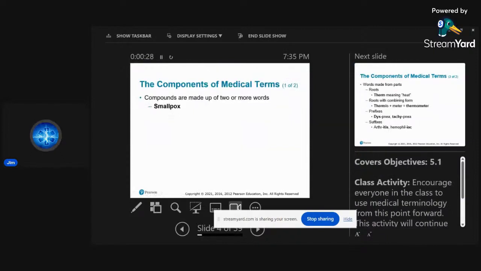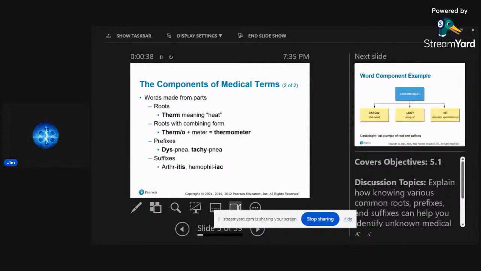Just know that medical terms are a combination or compounds of two or more words. For example, smallpox. The word means small and pox combined. Word parts. There's a root of a word. For example, therm, meaning heat. And roots will be combined with a combining form like thermo plus meter equals thermometer.